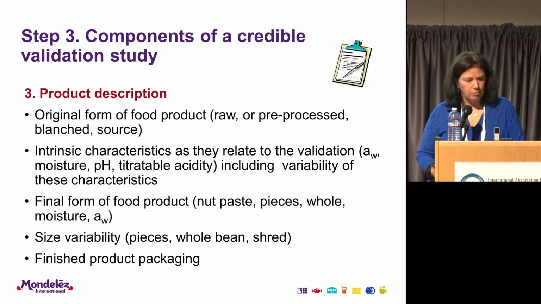You have to describe your product. The original form of the food product, is it raw? What is the source? The intrinsic characteristics as they relate to validation and water activity. The final form of the food product, is it a nut paste? What's the water activity and the moisture? And the size and variability, or whole beans or shreds. Finished product packaging, if that's important to your validation, needs to be included in there too.